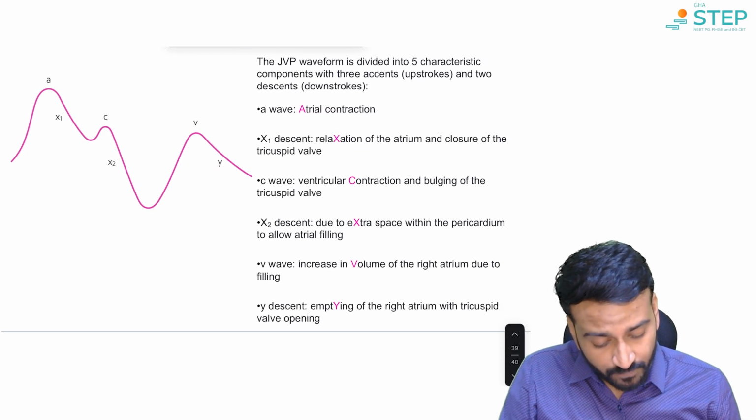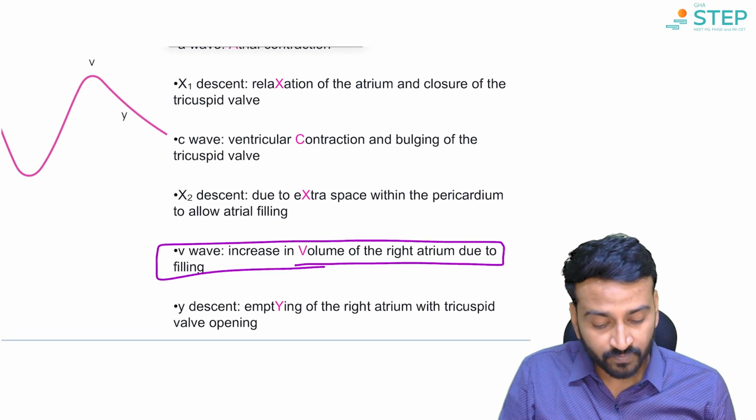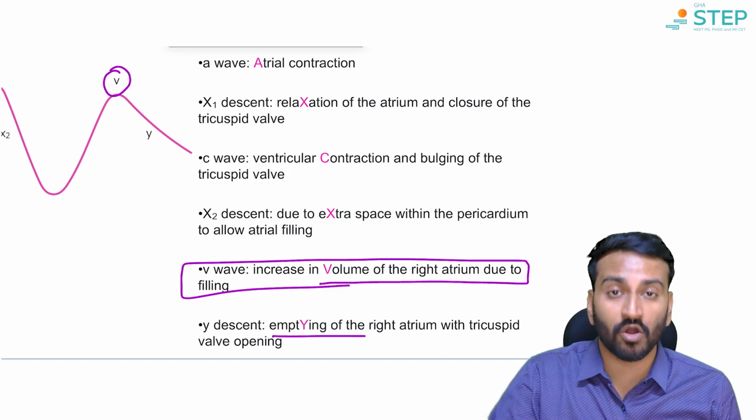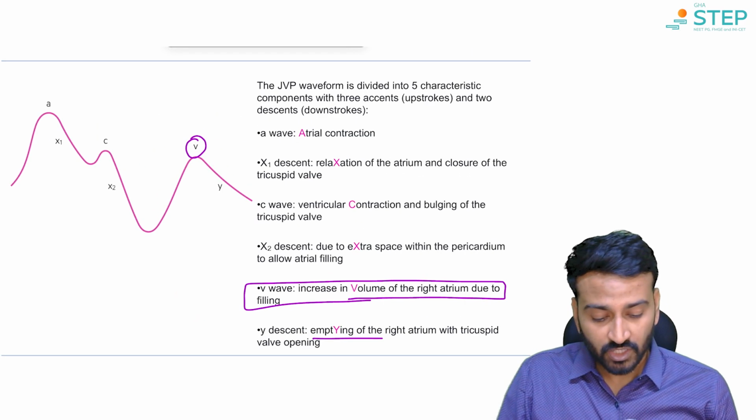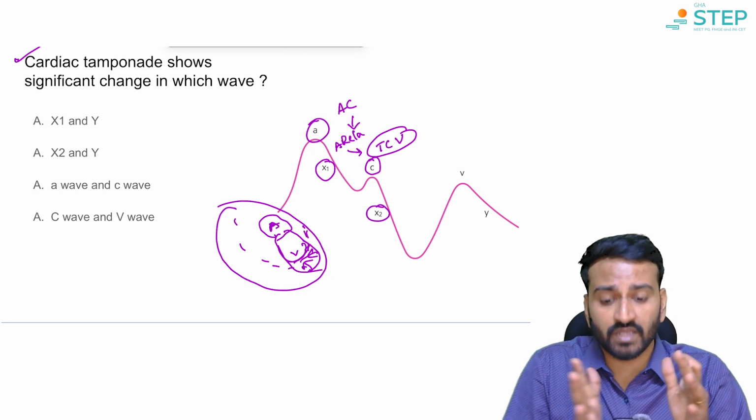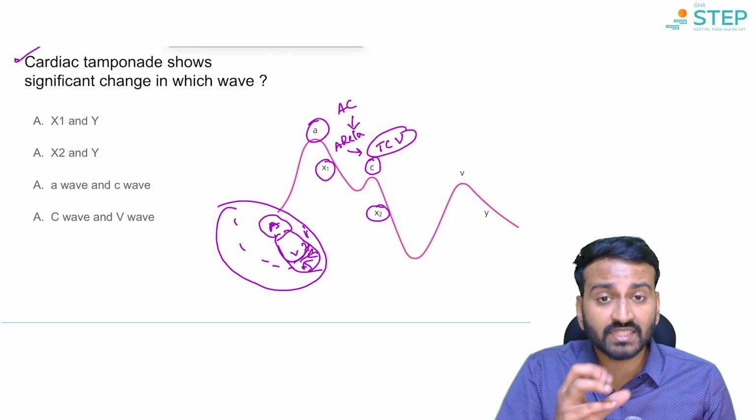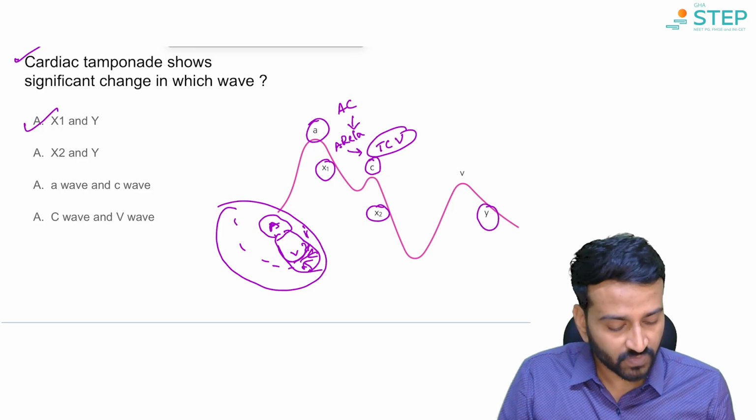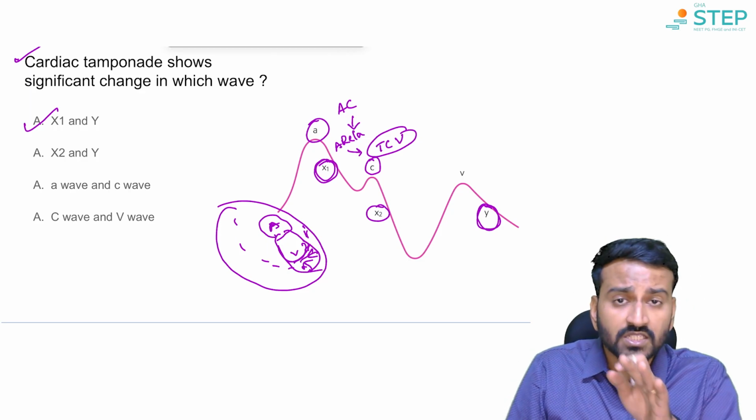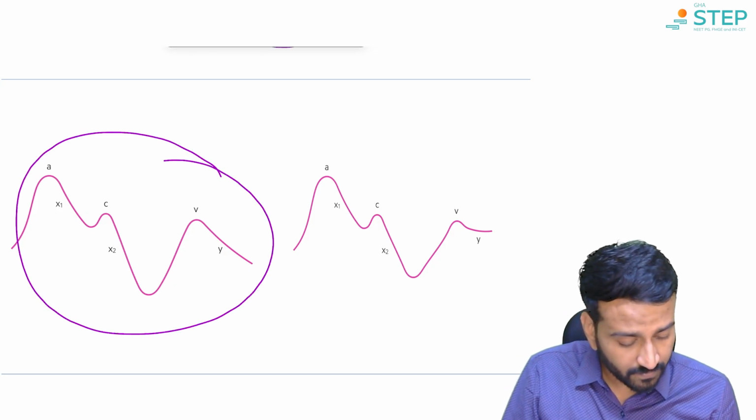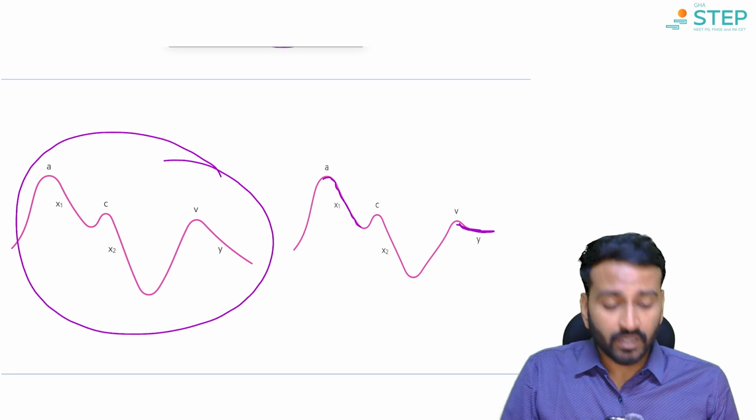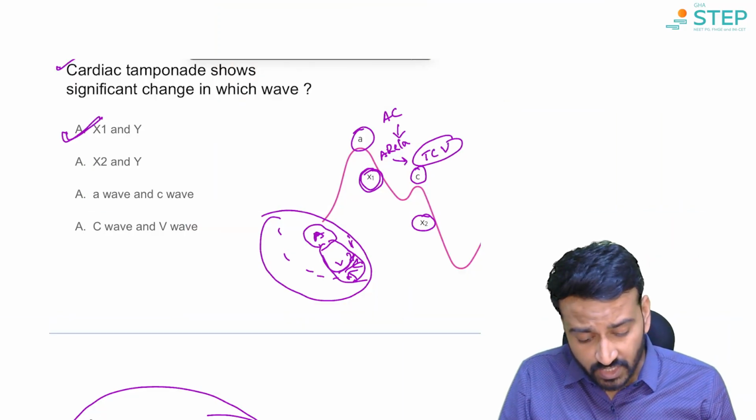The V wave is the volume of the right atrium due to filling, from the venous drainage, and Y is emptying, the passive flow of blood from the right atrium into the ventricle. In cardiac tamponade, there is fluid in the pericardial cavity that will prevent the expansion or relaxation of the atrium. So in X1 and Y, there is a huge descent of X1, and Y will have a slurred slope. This is normal, and this is the slurred slope of Y, and there is a huge X descent. So the option here is X1 and Y.